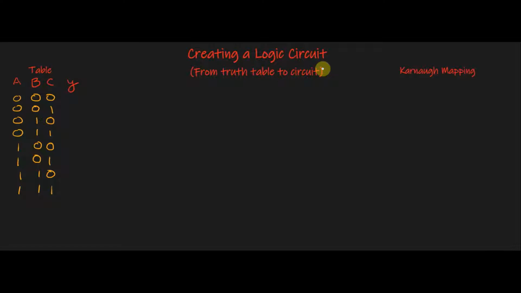Today we're going to take a look at creating a logic circuit from a truth table. We're going to take the truth table over here and take it all the way to a circuit. Then we're going to simplify that circuit using Karnaugh mapping.